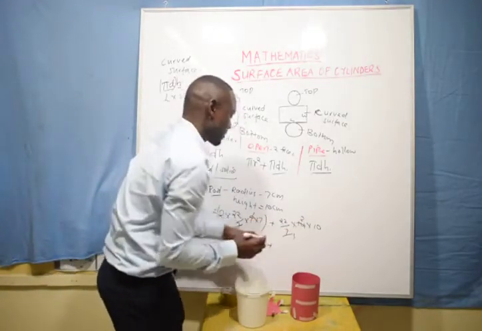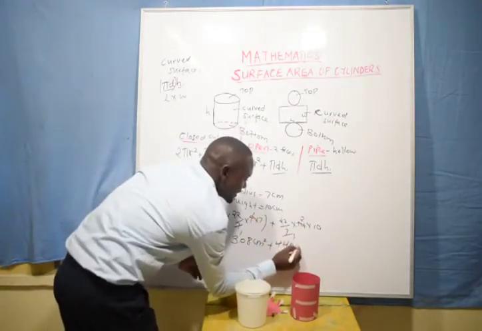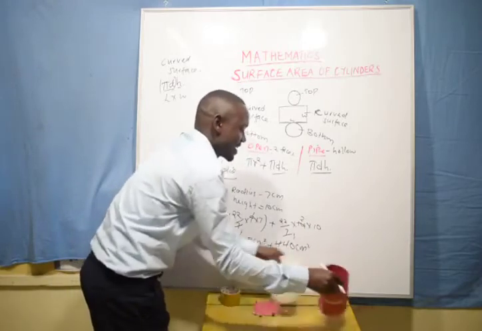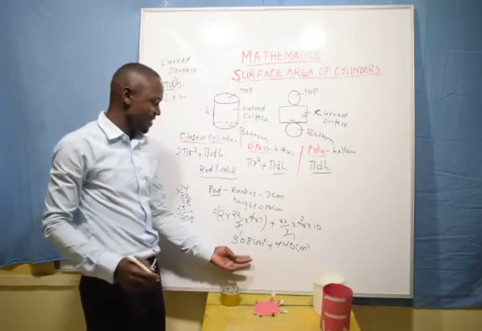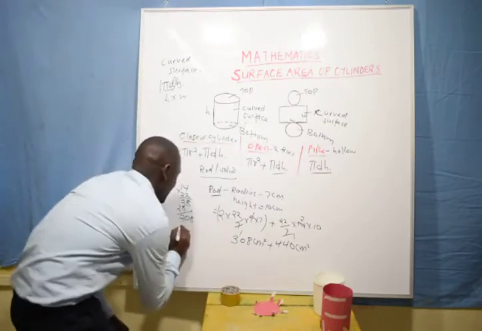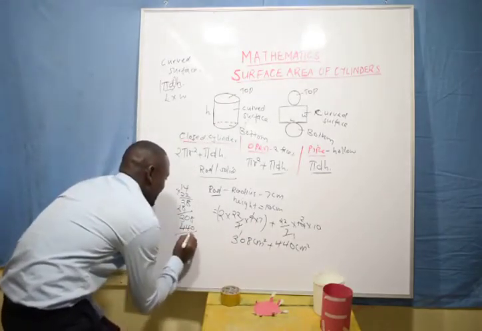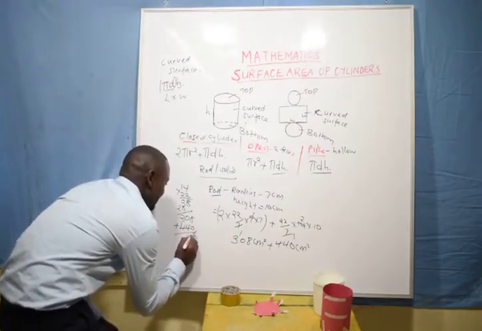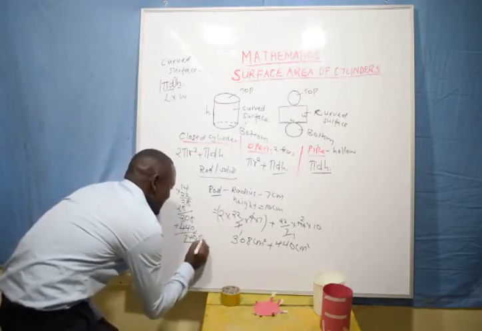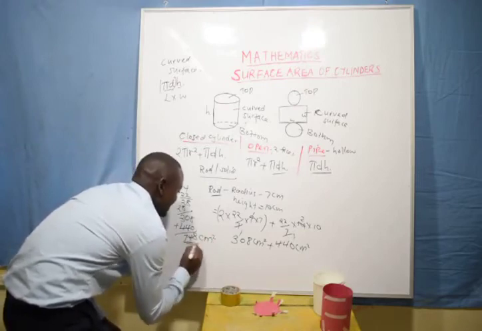Simplifying, this is 44 times 10, 440 centimeters squared. So the total area of this cylinder will be, we add 440 here, 748 centimeters squared.